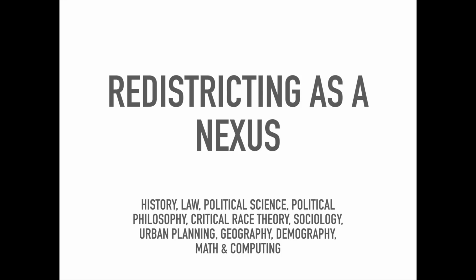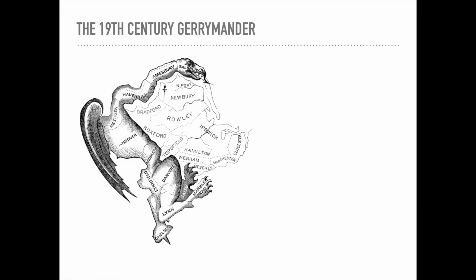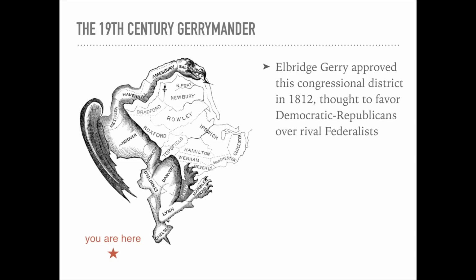So I want to devote this next section of the talk to kind of revisiting the redistricting problem as a nexus of concerns from many different disciplinary traditions and from many different fields. Okay. History matters for understanding how redistricting works. So as many of you probably recognize, here's the original gerrymander. So here we are. This is a picture from the North Shore of Boston, and it's a districting plan that was approved in 1812 by then Governor Elbridge Gerry.